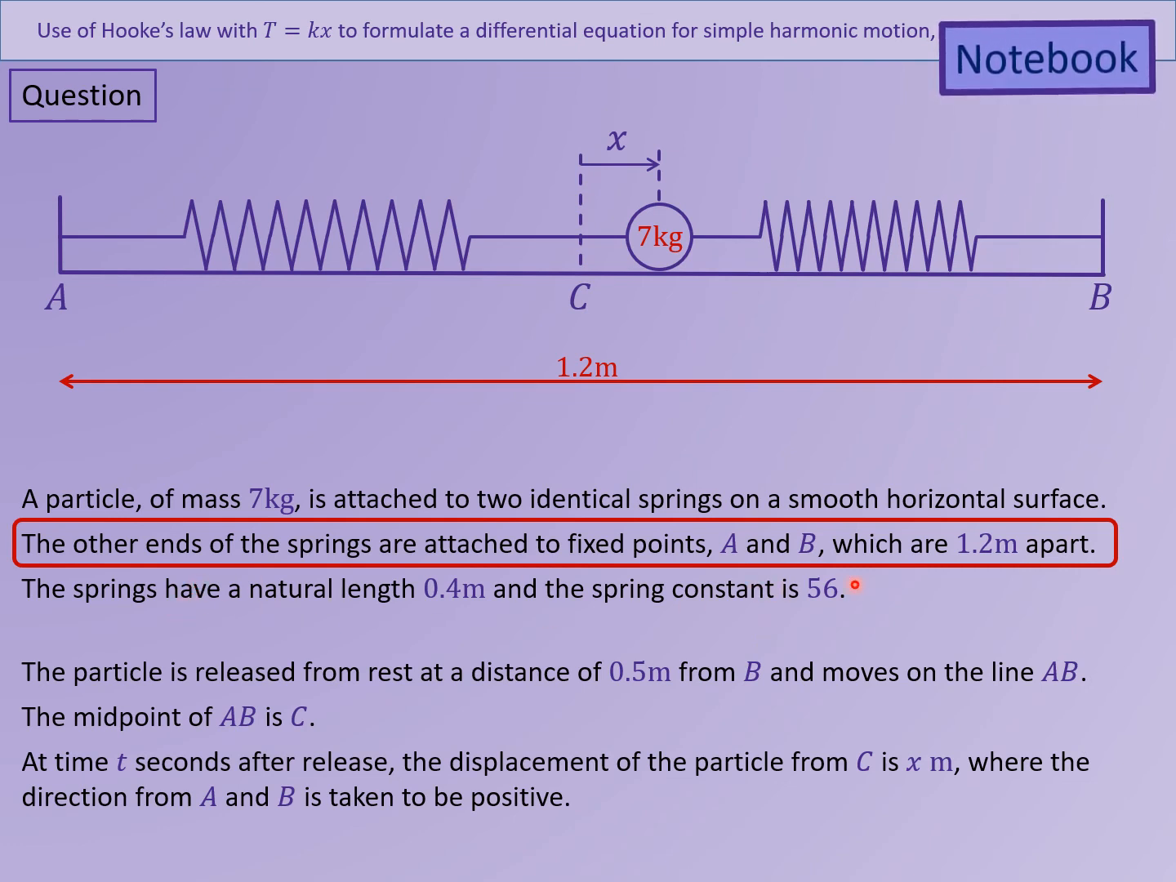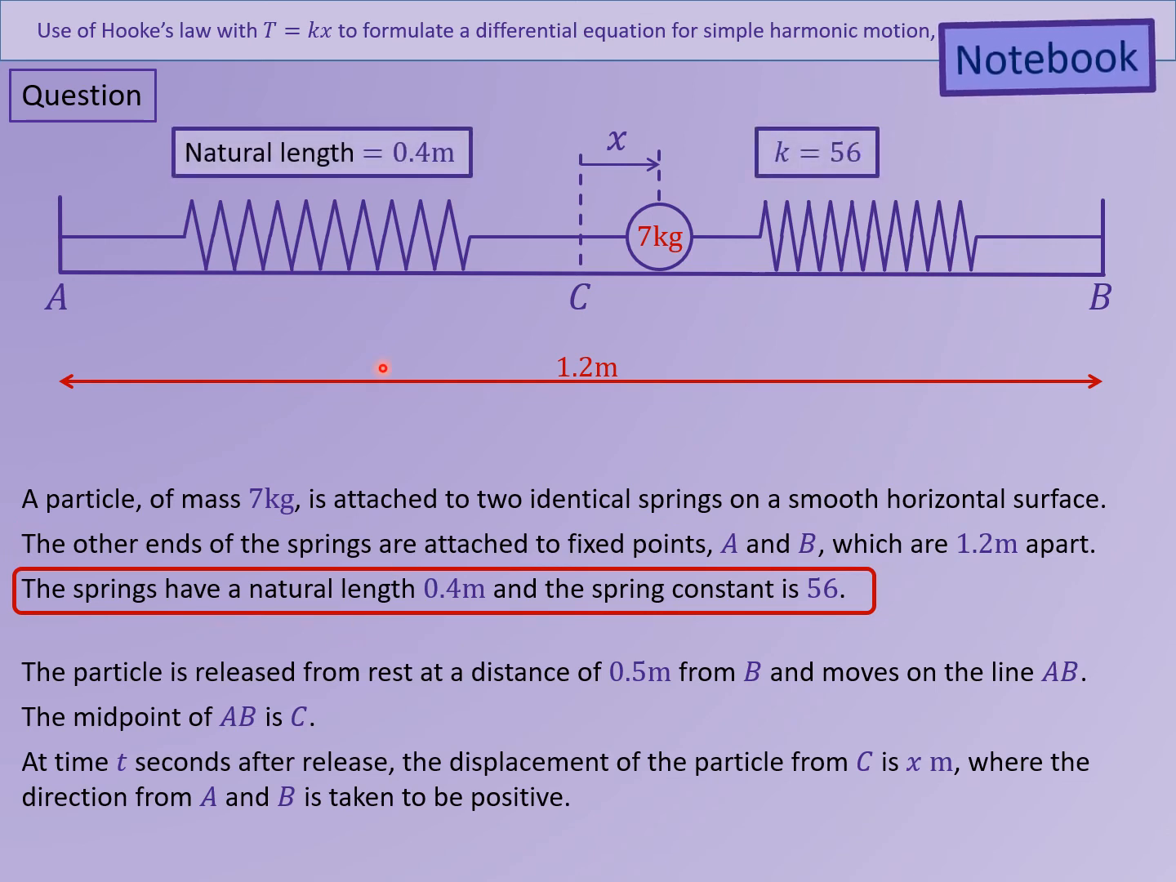So let's have a look what other bits of information I could put in. The spring has a natural length of 0.4. Now I can't really show that on my diagram because neither of these two are natural length. So I'm going to write that down, and I'm just going to record the K value as well. My spring constant is 56. So I'm just making a note of both of those bits so I can get rid of them in a second.